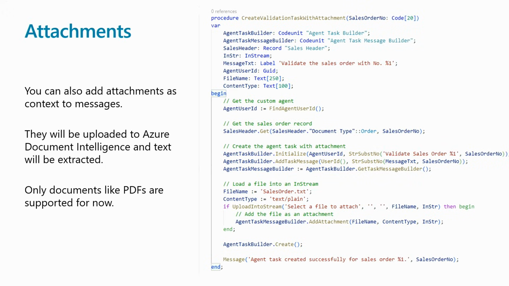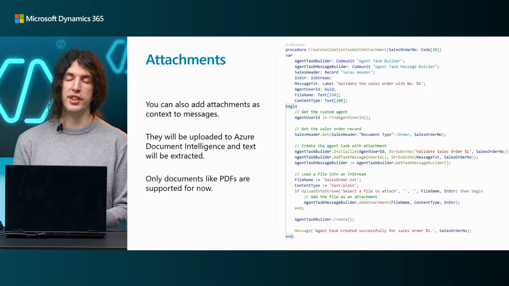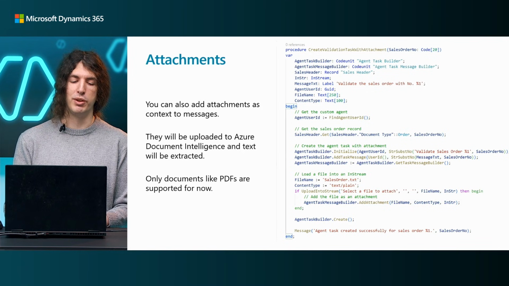Another thing that is supported is the ability to add attachments to your messages. Attachments can be, for example, PDF documents that will be analyzed by the agent, and the text will be extracted. You do that very similarly through the message builder codeunit. So from the task builder, before you create it, you can get the message builder and insert different attachments into it through the provided method AddAttachment. And then when you create the task, these attachments will be included.